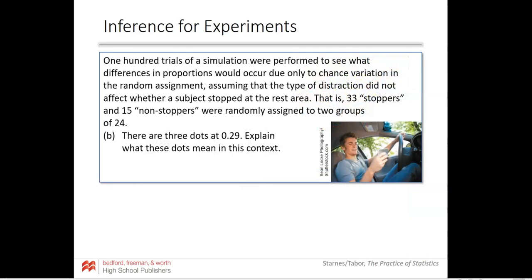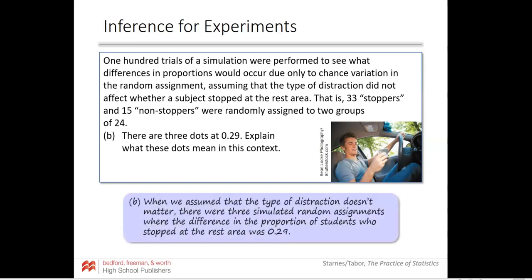So 100 trials of a simulation were performed to see what differences in proportions would occur only due to chance variation. So there were 33 stoppers and 15 non-stoppers that were randomly assigned to two groups of 24. There are 3 dots at 0.29. Explain what these dots are in context.